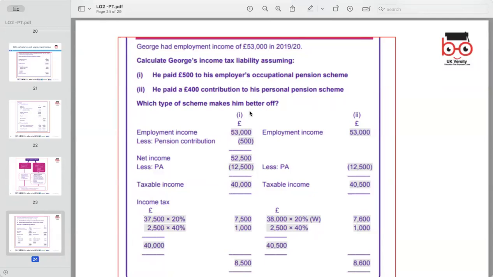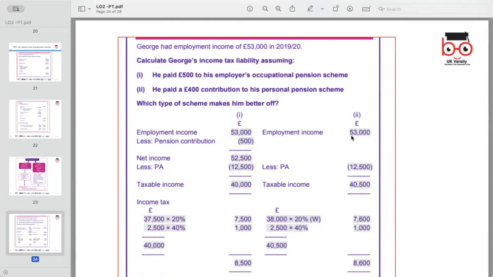In the first scenario, George's employment income is 53,000 pounds. After deducting the 500 pound pension contribution from his income, his taxable income becomes 52,500 pounds. Subtracting the personal allowance of 12,500 pounds, his taxable income is 40,000 pounds. In the second scenario, George contributes 400 pounds to the personal pension scheme, and his taxable income becomes 40,500 pounds after subtracting the pension contribution from his employment income. Here we will calculate his income tax liability for each scenario.